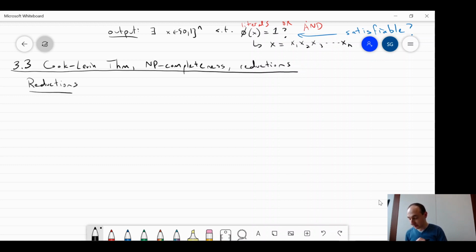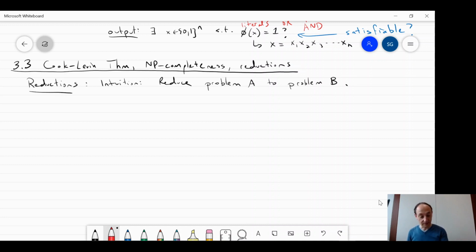Okay. So a reduction is, intuitively, you want to reduce some problem that you don't know how to solve, problem A, to some other problem B that you do know how to solve, right? That's the basic idea. At least intuitively, this is how you should think about it.